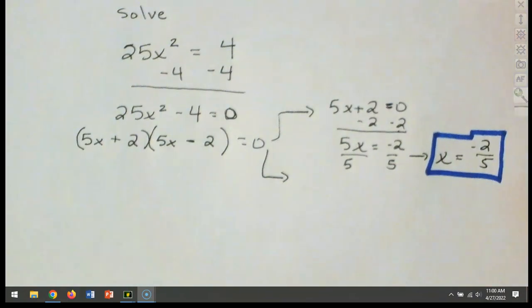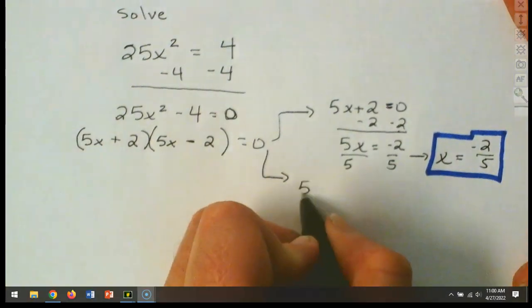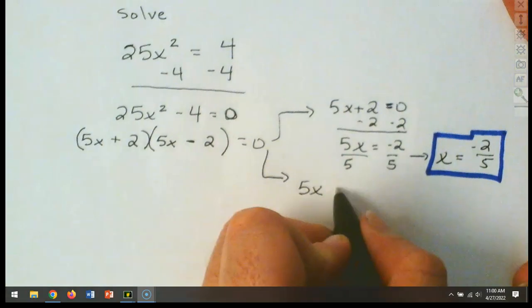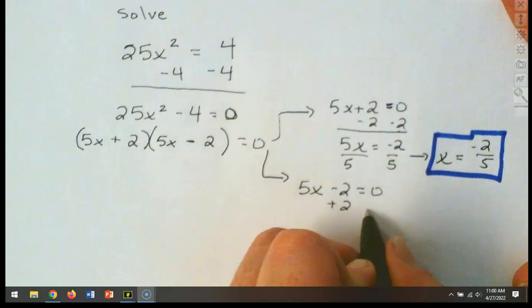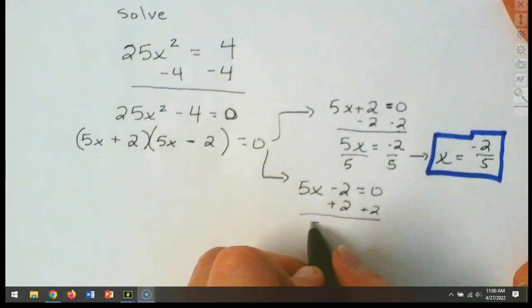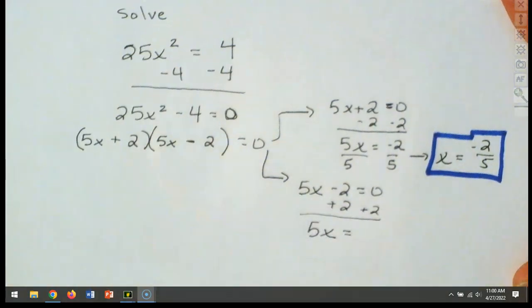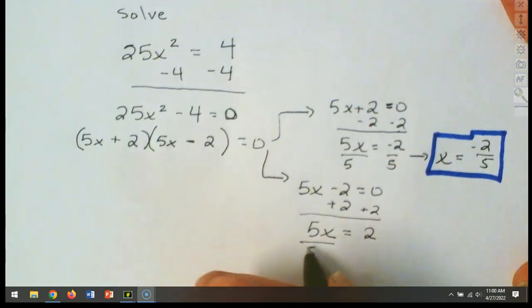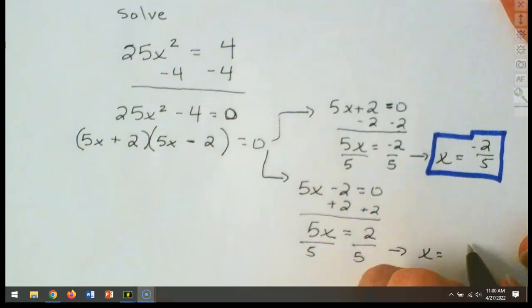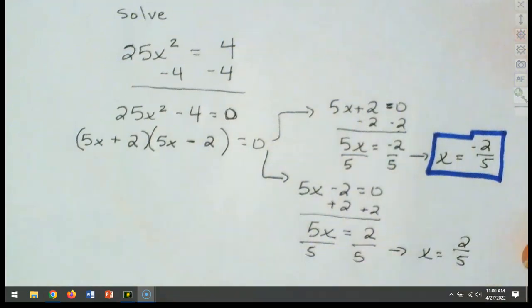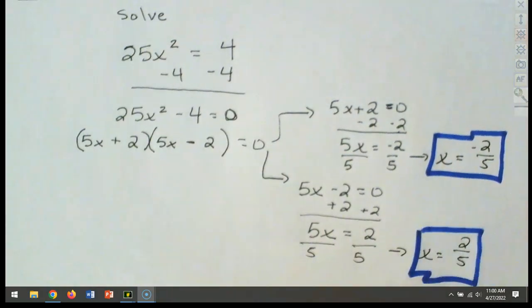How do we get the other one? Well, the other one, we set the second set to 0. So 5x minus 2 equals 0. We add our 2, and that gives us then 5x equals 2. Divide by our 5, and that gives me then x equals 2 fifths. So there's my two solutions. Negative 2 fifths, and also positive 2 fifths.